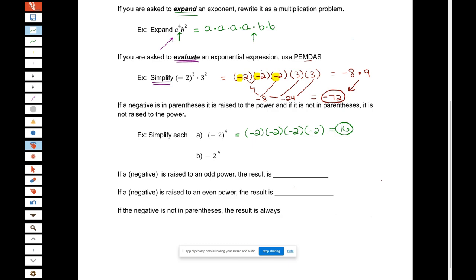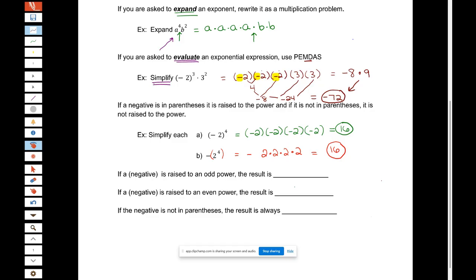But in the second example, the negative is not in parentheses, so we have to follow order of operations, which says that exponents come before subtraction, meaning adding a negative. So we do 2 to the 4th first and then make it negative. The negative is not in parentheses, so it is not raised to the 4th power, only the 2 is. And 2 times 2 times 2 times 2 is 16. There's only one negative, which means the answer is negative because there's an odd number of negatives.